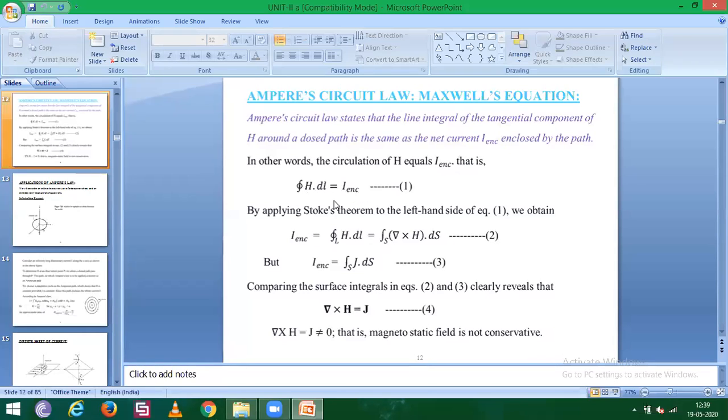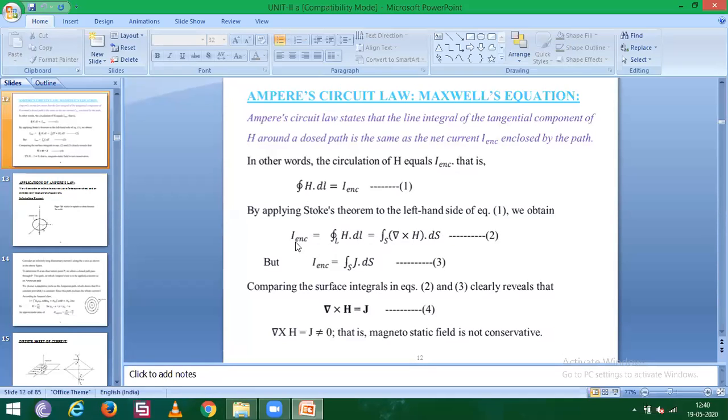As it is a closed line integral, we can apply Stokes theorem and convert it into a surface integral. So the line integral of H dot dl can be written as the surface integral of del cross H dot ds, which comes from Stokes theorem. So we have I enclosed is equal to the surface integral of del cross H dot ds. Right, so that is the LHS, and then the RHS is the equation of the current.